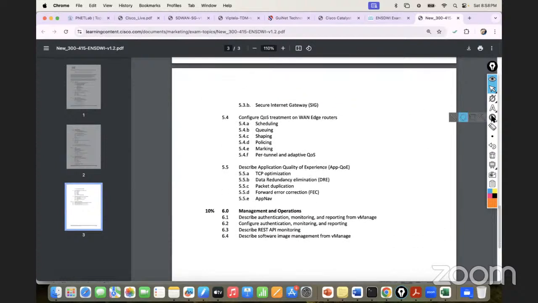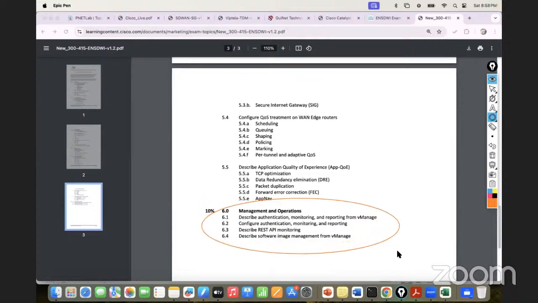Last but very important, guys. Every topic is important about the management and operations, because you have to do daily basis job in your company. So you have to also know how to manage and operate the SD-WAN fabric. Means you have to understand how authentication is going to happen, how the user is going to be created, how monitoring is going to happen, how the reporting is going to happen, REST API integration, and also software image upgradation process, how it is going to happen. So it's more about the operation.